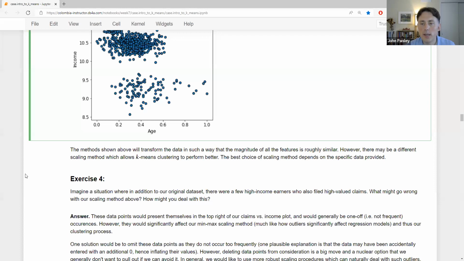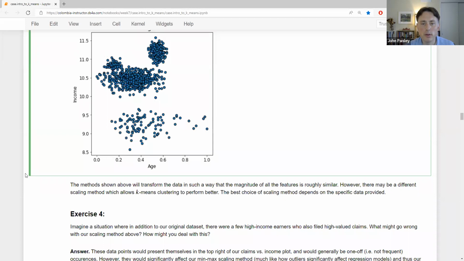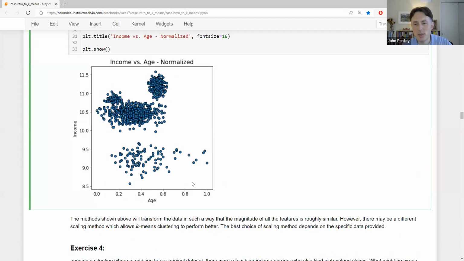So this transformed the data in a way where the dimensions are roughly similar. Age is between 0 and 1. Income is more plus or minus, say, 3. So you might still subtract the mean and divide by the standard deviation just to get the scaling right.